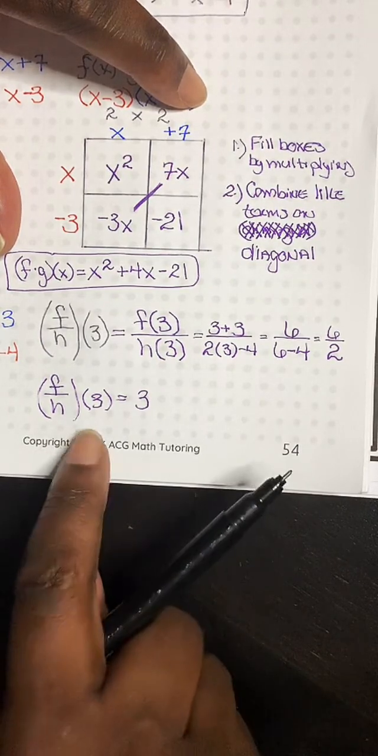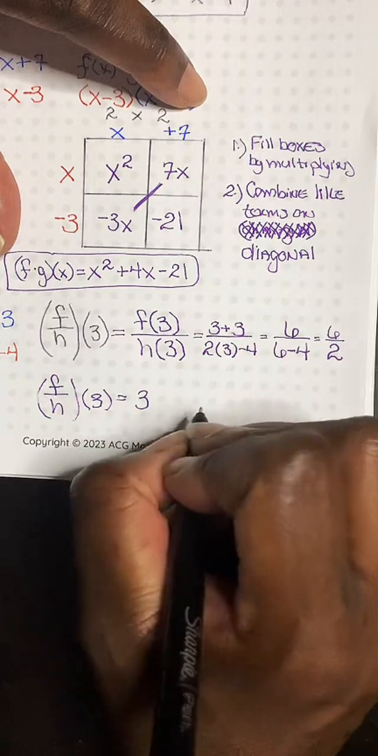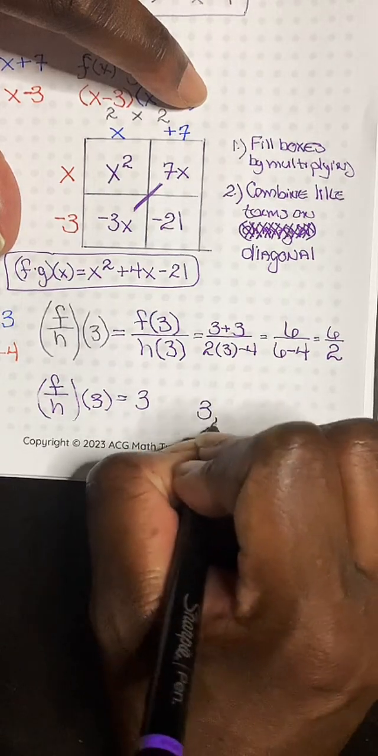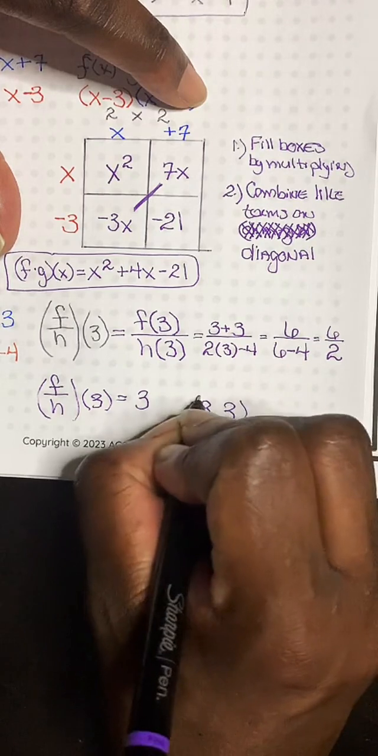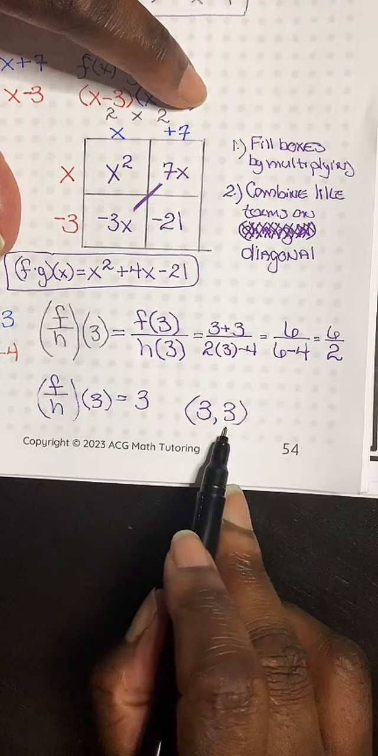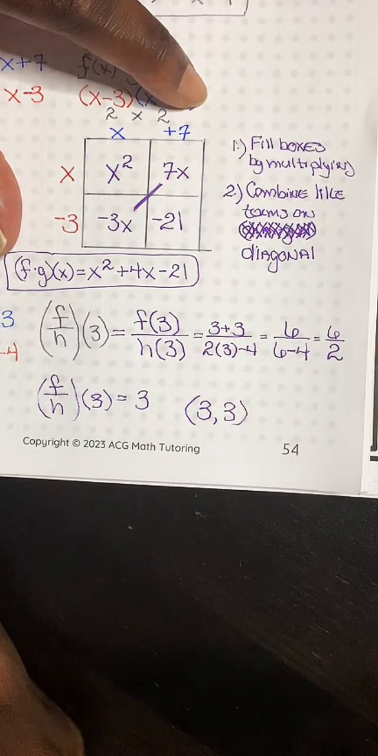All right, so what you just found, ladies and gentlemen, is an ordered pair. 3, 3. The x value was a 3, and the y value, which is your result, was a 3. Okay?